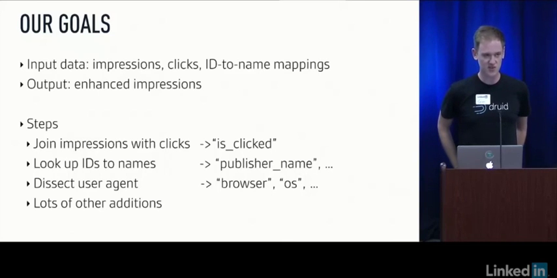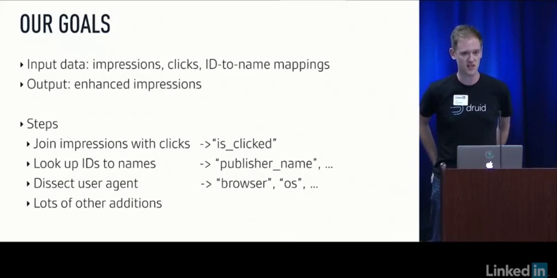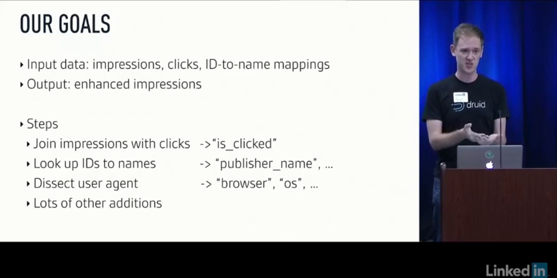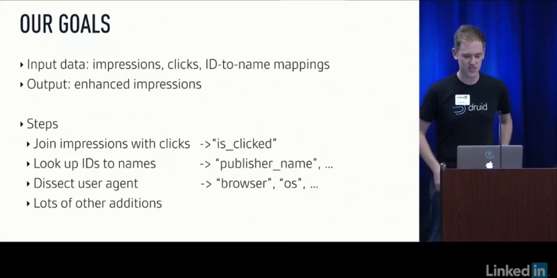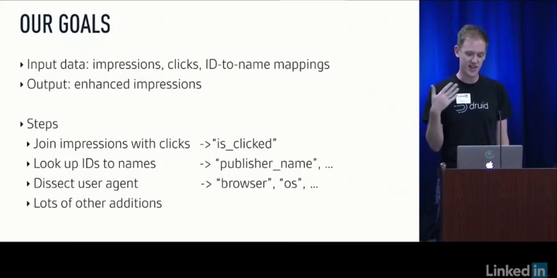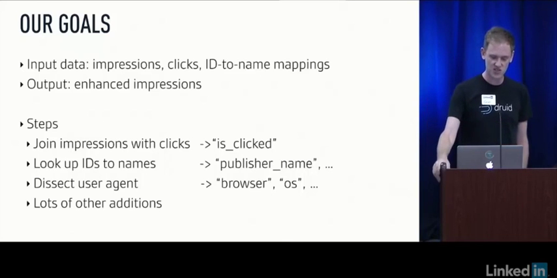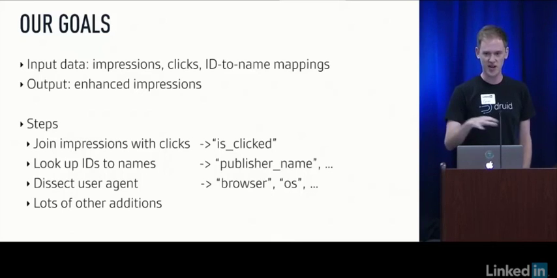This is that single denormalized flat stream that's going to go to Druid. So the general steps that we have to do in our ingestion pipeline are first join impressions with clicks. So this adds the field is clicked. We'll have all the fields that were in the impression, we'll add is clicked, which will be a Boolean, true or false. The next thing we do is look up IDs to names and add publisher name, advertiser name, and so on. Then we do other additions and transformations, like we'll dissect the user agent and pull the browser out of it.